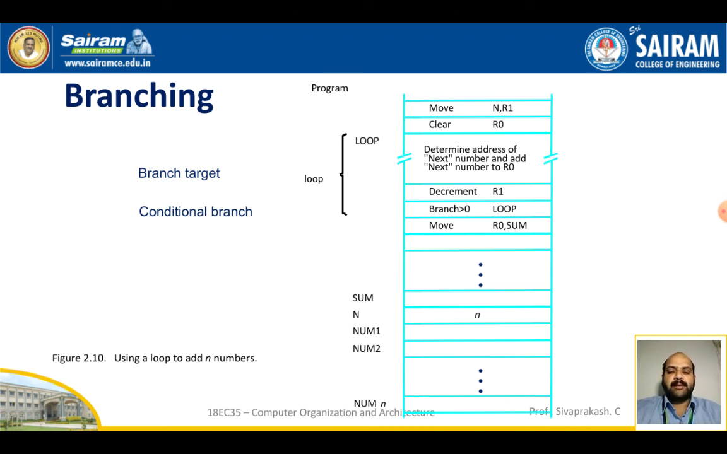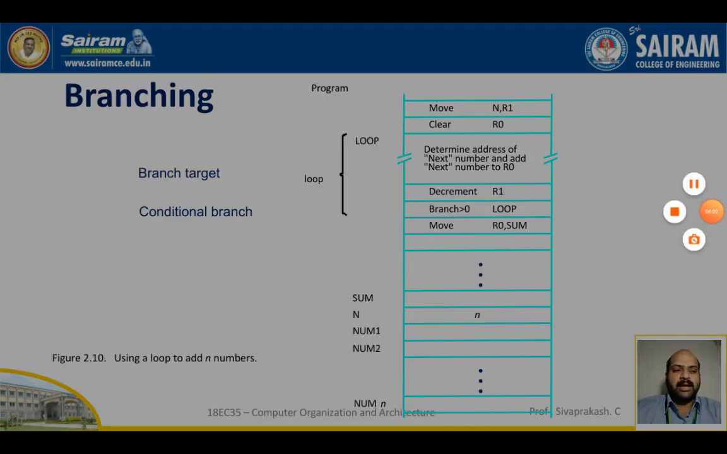Another example of branching is a loop to add n numbers of data. Using a loop, we add n numbers of data.